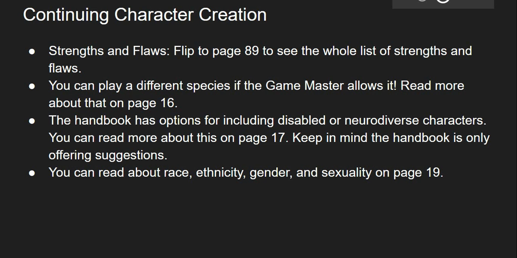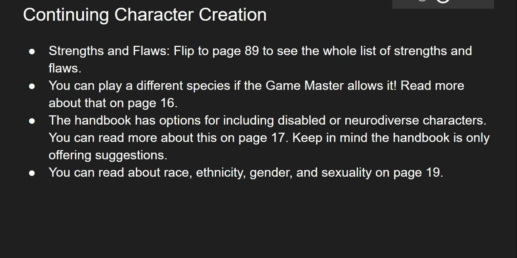On page 17, you will get an introduction to including disabled or neurodiverse characters. It is only offering you suggestions. You might have to build mechanics if that is your preference. Otherwise, you can just insert them in. I recommend doing this with caution. You don't want to offend anybody at your table. And remember that the rulebook is only offering you guidelines. There are no rules for adding these characters into the game.